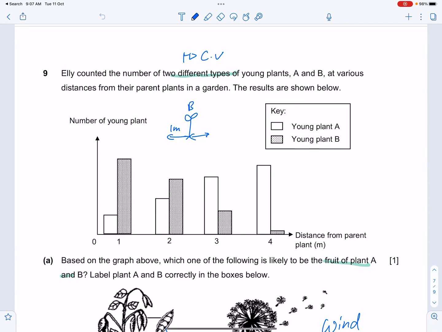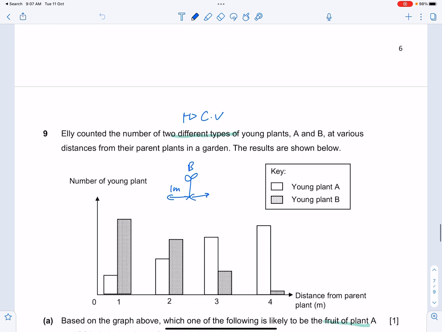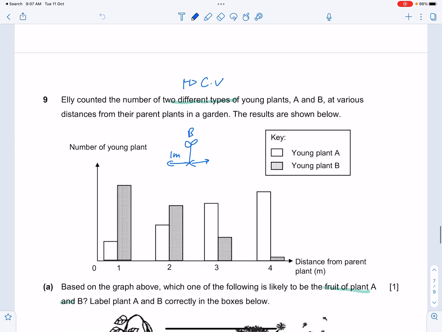Today we are looking at reproduction, topical practice set 2. Okay, please look at question 9. We will start off with the open-ended question on page 7.